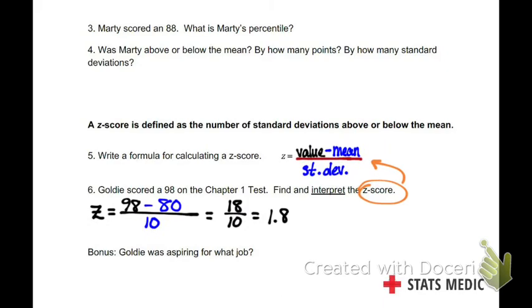There we go. Fill in those pieces. 1.8 standard deviations above the mean. Remember, we always want to work context into any interpretation. So what is 1.8 standard deviations above the mean? Score. Whose score? Goldie's. Goldie's test score was 1.8 standard deviations above the mean.